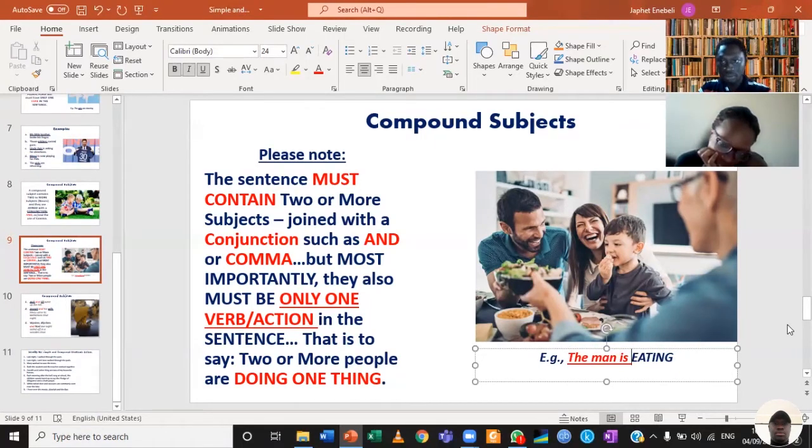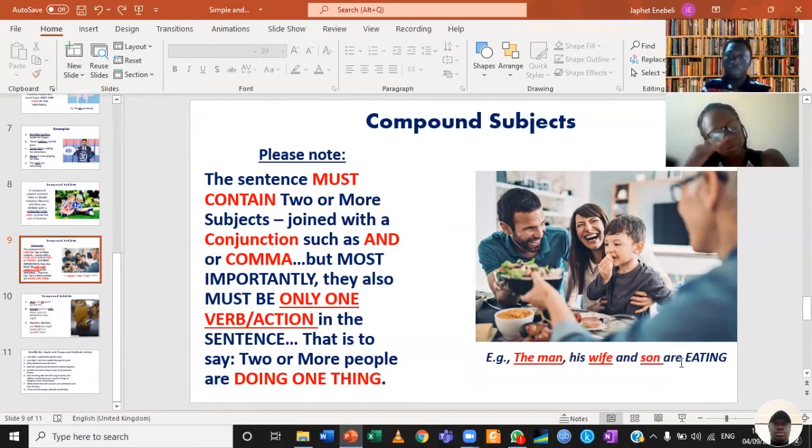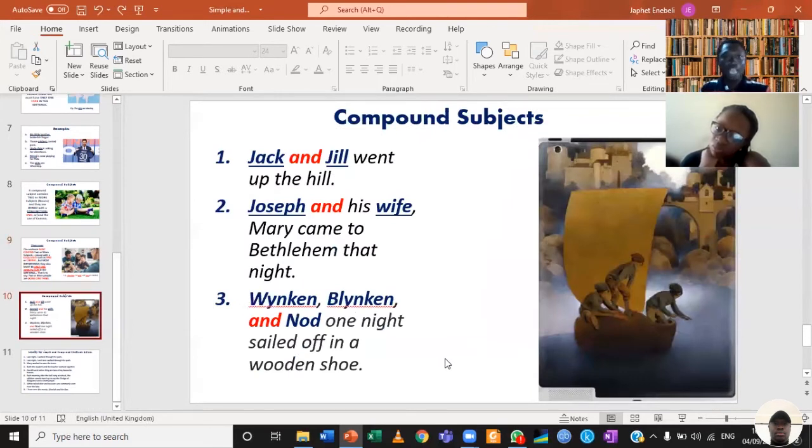Simple or compound? It's only simple, because you are just referring to one man, right? It doesn't matter if it's singular or plural, okay? So when they say compound subject, look for more words, more nouns, more subjects. That's just the meaning. For example, Jack and Jill went up the hill. The two compound subjects are Jack and Jill. So what you're looking for in a compound subject are two words, two names.